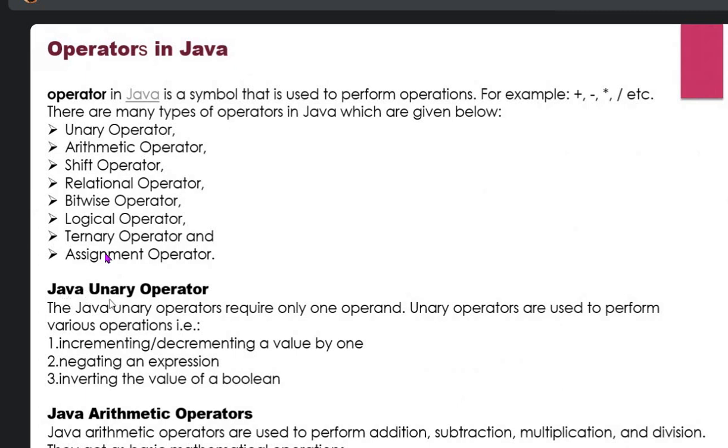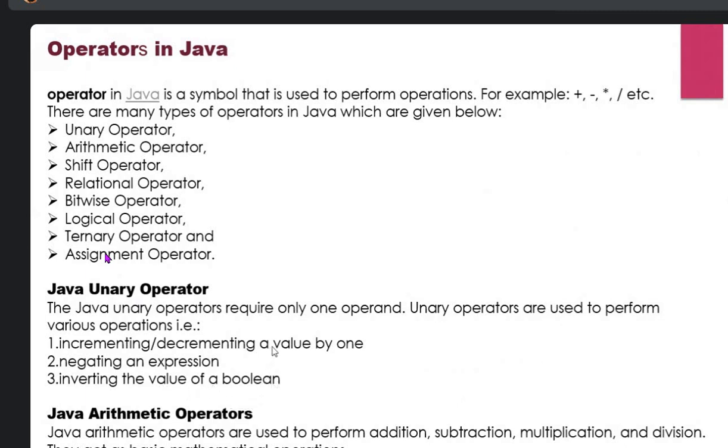So the Java unary operator. The Java unary operator requires only one operand. Unary operators are used to perform various operations, that is incrementing or decrementing a value by one, negating an expression, and inverting the value of a boolean.